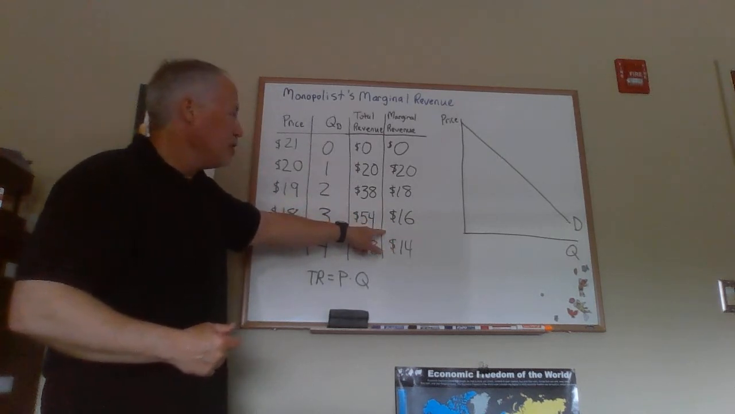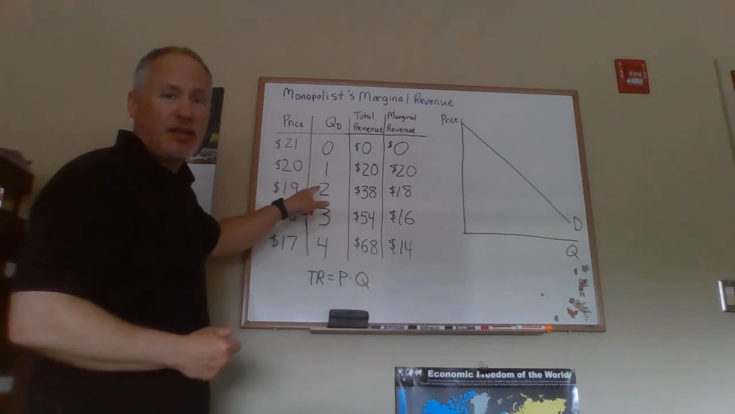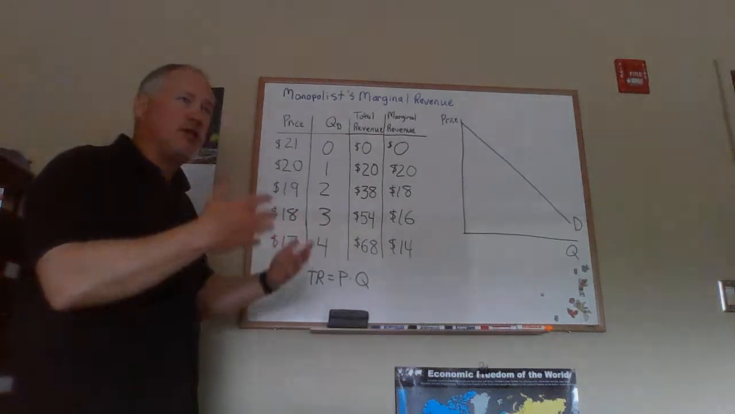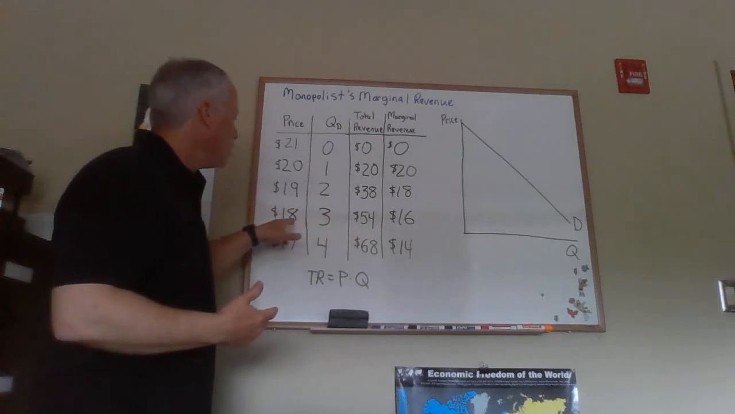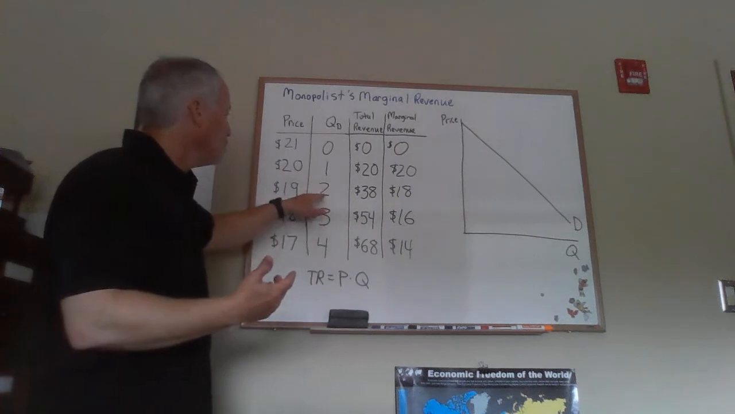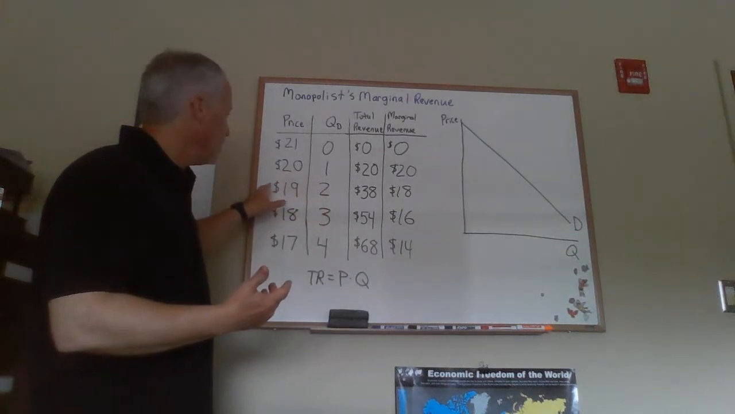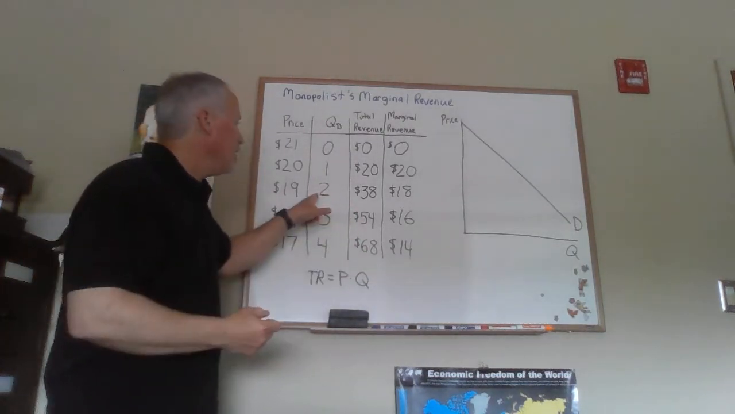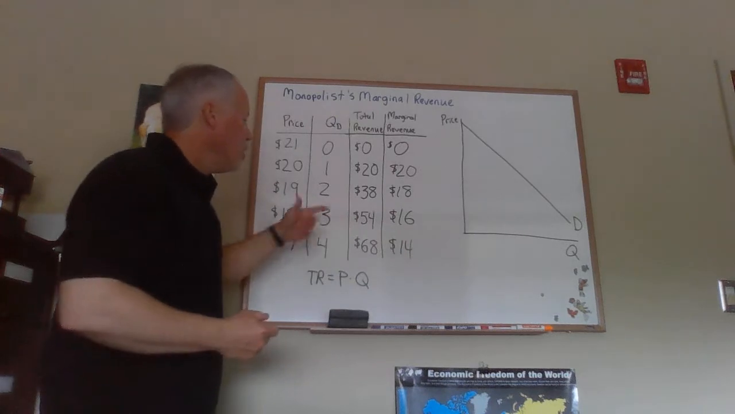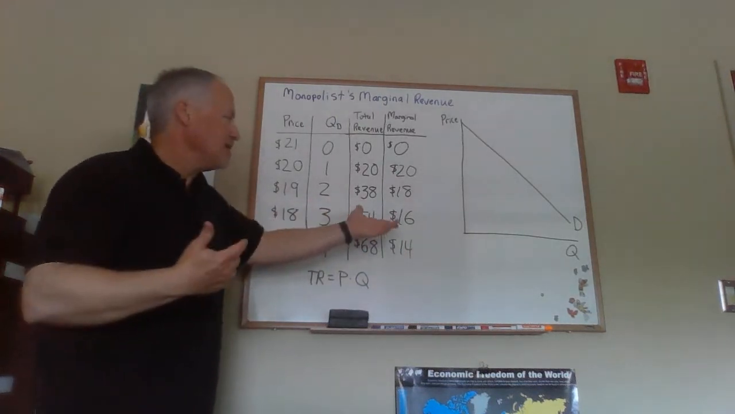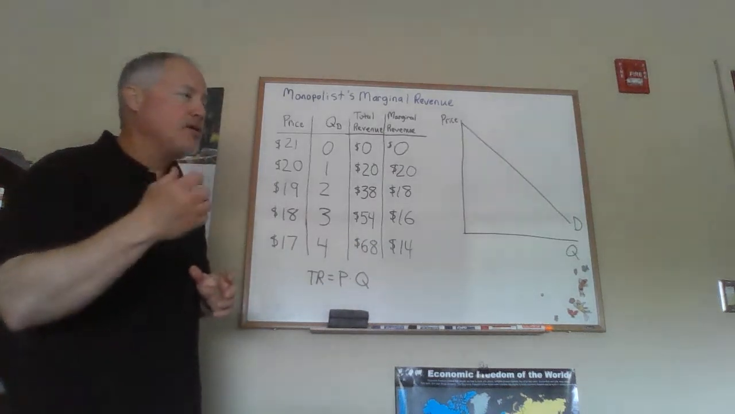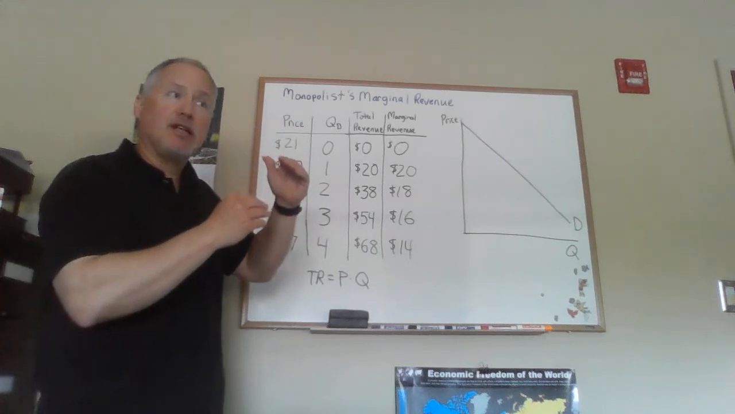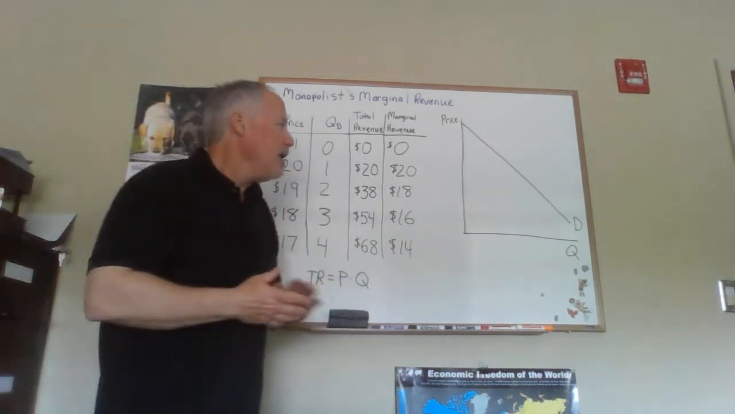When you get down here to the third unit, you were already selling 2 units at $19 each. So now if you decide, well, I'd rather sell 3 units than 2 units, you get to sell the third unit for $18, but now you're losing $1 because you have to lower the price from 19 to 18 to sell that third unit. You're losing $1 of revenue on 2 units. So the marginal revenue here would be 18 minus 2, 16. So the marginal revenue is less than the price, and the amount that deviates from the price is getting bigger as we go along here.